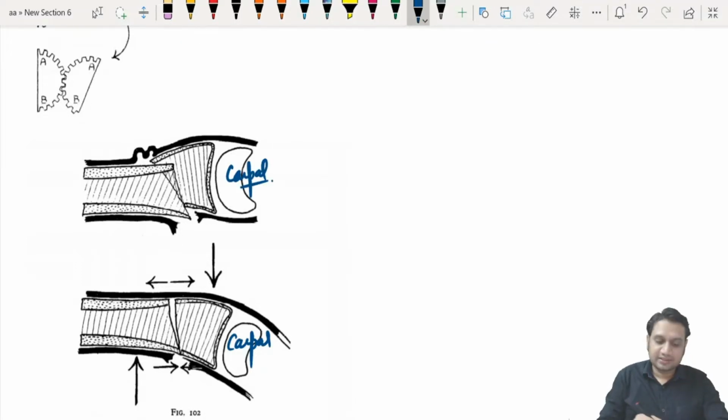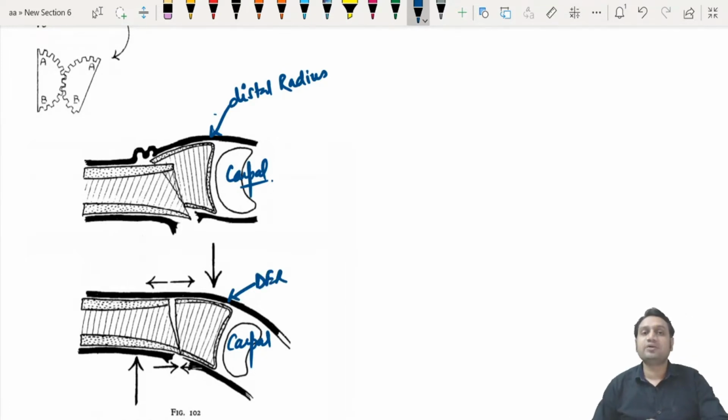So what happens is, this is the distal radius. This is the distal radius. So when there is a fracture, when the fracture occurs, what happens? We need to understand it step by step. Give some time, have some patience to look at this video. Once you look at it, it will become very easy for you.